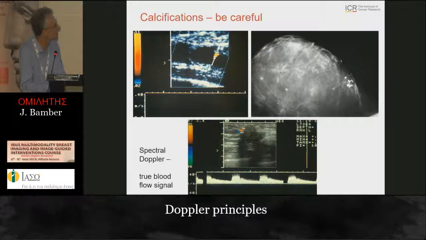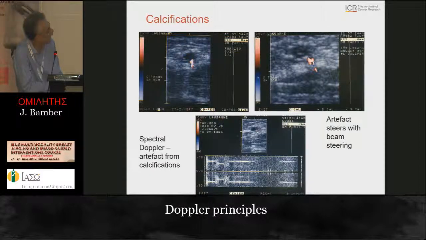And I think that's pretty much all I wanted to say, except to warn you that there are some artifacts. They're easy to identify. Calcifications can give Doppler signals because they are vibrated in the sound field. The sound exerts an acoustic pressure on them and actually causes them to vibrate and generate a Doppler shift. But you can easily identify that artifact because it's in the direction of the steering. And if you change the steering direction, you can make that color Doppler artifact actually go in a different direction, which wouldn't happen with real blood flow. So that's just to warn you of that artifact that is easily discriminated.